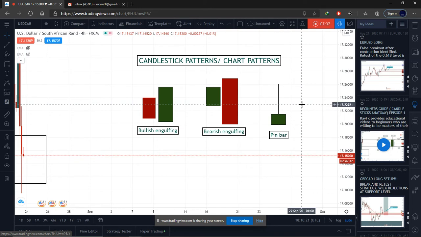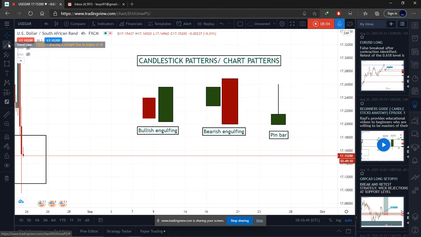So basically these are the three things that I look out for. And we also have something we call chart patterns. The chart patterns are basically formed by the candlesticks. Sometimes when they move, they form certain patterns, and what I always look out for are double bottoms and double tops. I'll explain that.